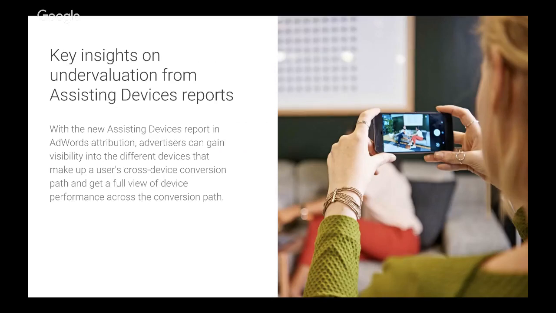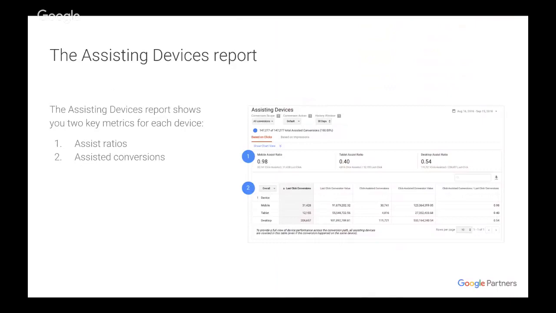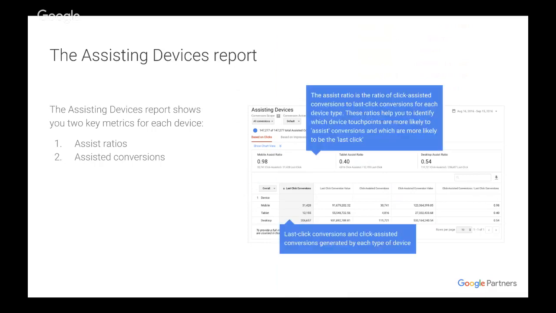With this new assisting devices report in AdWords Attribution, advertisers can gain visibility into the different devices that make up a user's cross-device conversion path and get a full view of device performance across the conversion path. This is a snapshot of the assisting devices report, and it is showing 2 key metrics of each device. You will have assist ratios and assist conversions. Let's walk through those in a bit more detail.